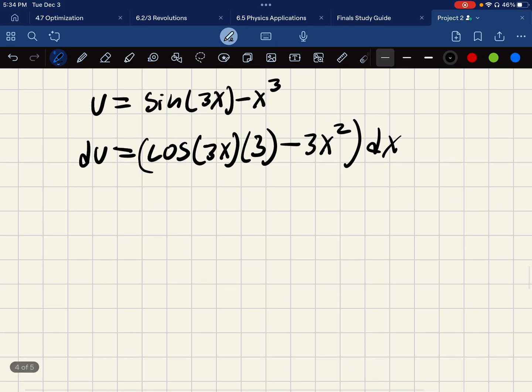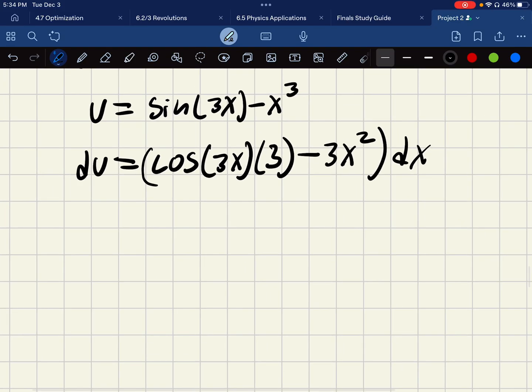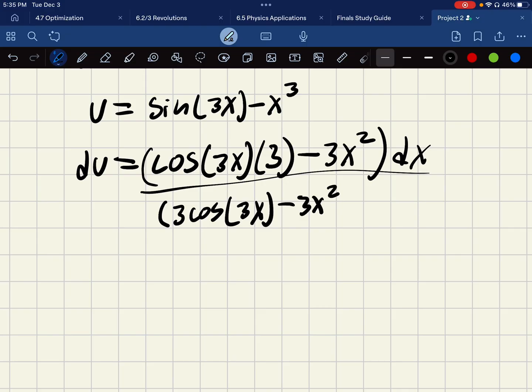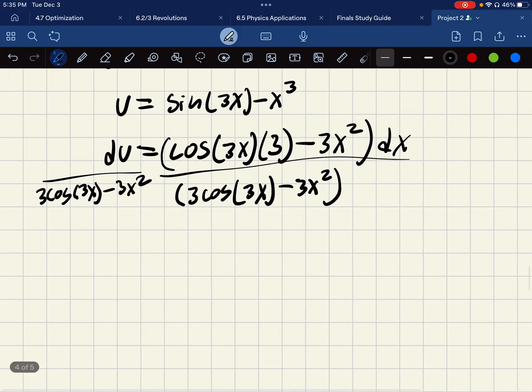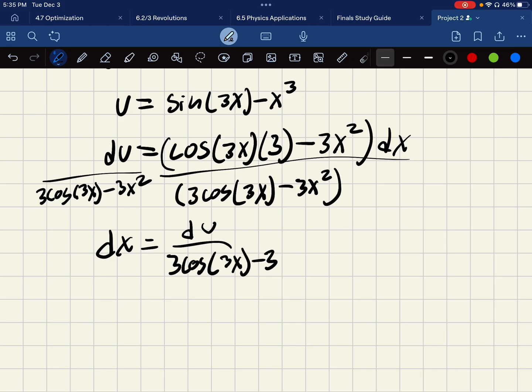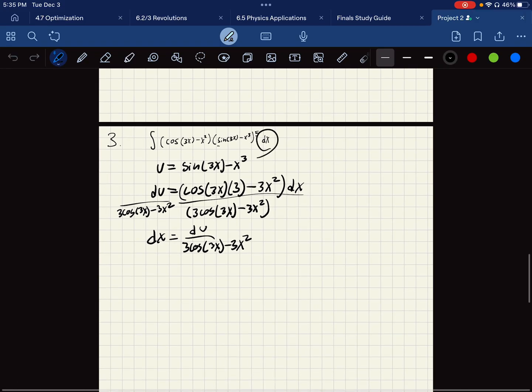So now that we found du, we still have to find dx. So we know what du is equal to. We're just going to divide this whole thing by 3 cosine of 3x minus 3x squared. Do the same thing on the left side. Boom. Easy. So dx is equal to du over 3 cosine of 3x minus 3x squared. Bam. Got it.